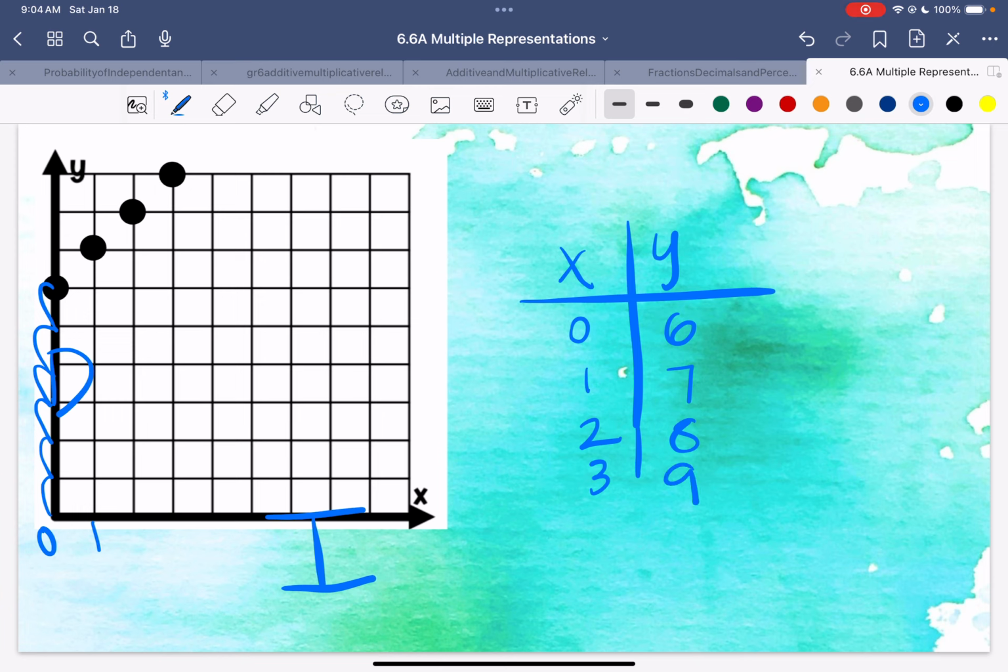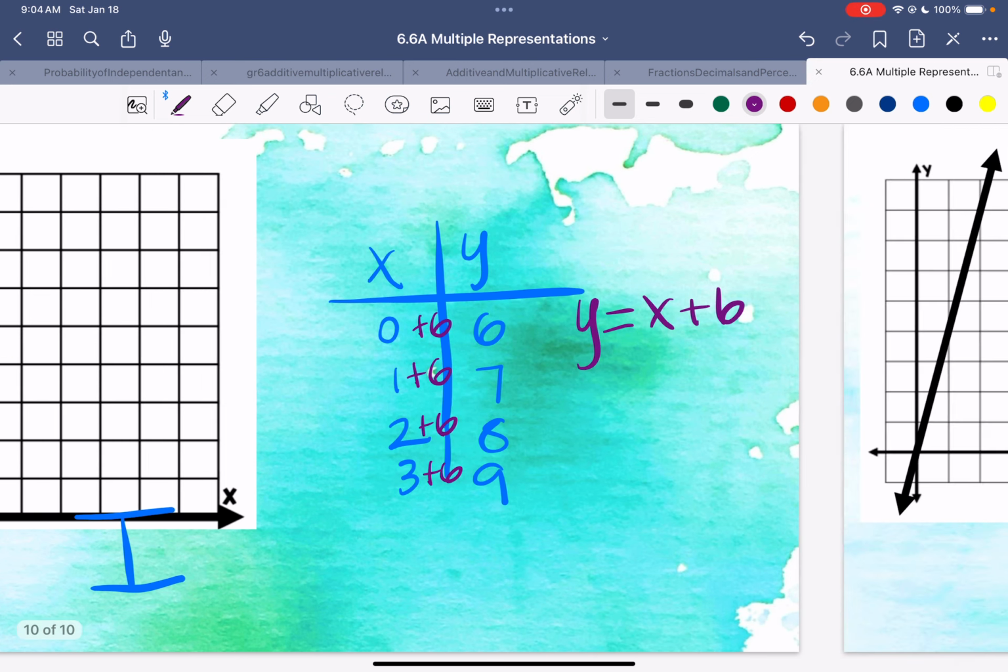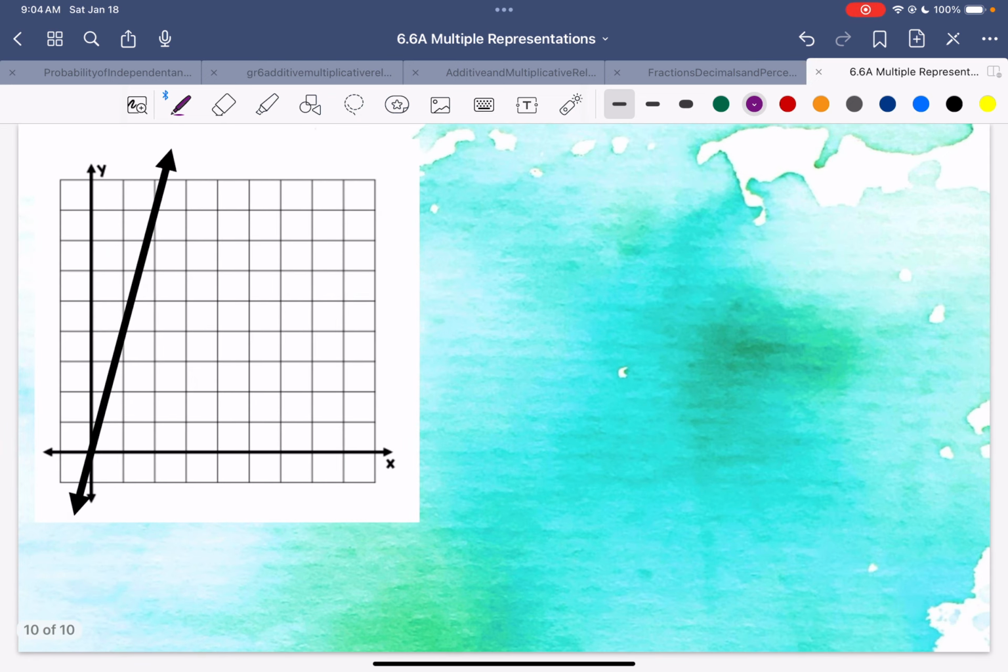How does 0 become 6? Plus 6. And I didn't even start multiplying because it didn't go through 0, 0. So plus 6, it does work, and it's looking like it's working every time. This is an additive relationship because every time you add 6 to x, you end up with y. All right, here is the last one. It goes through 0, 0, and it's a straight line. So that's a multiplicative relationship.